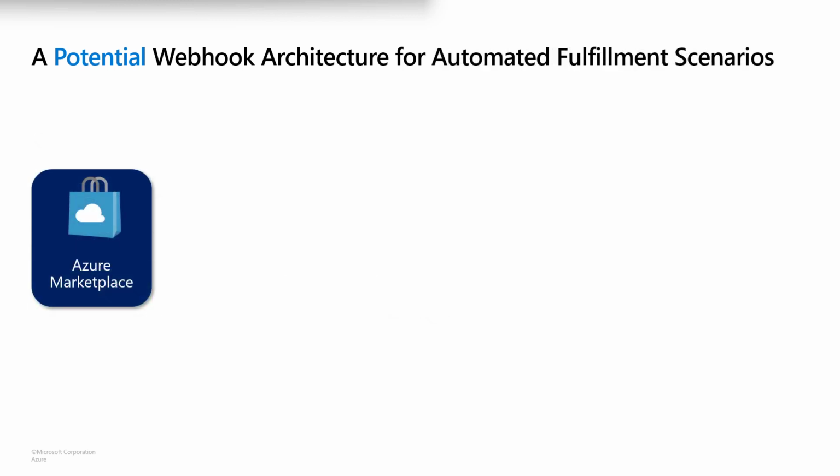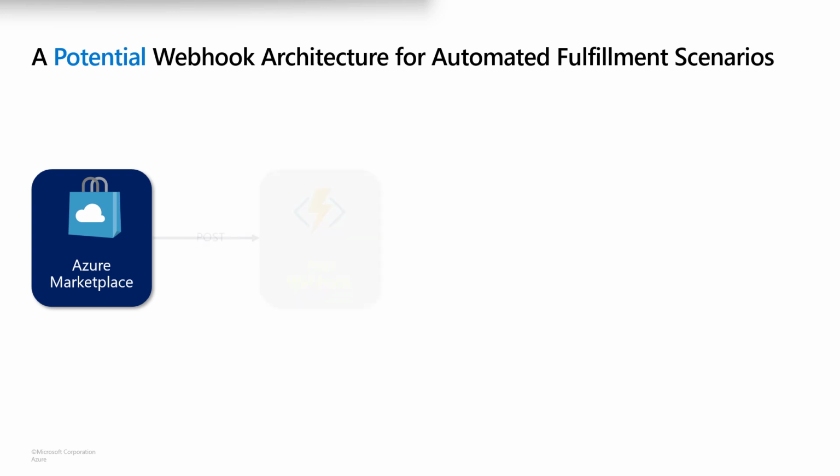Here's another potential architecture, this one for automated fulfillment scenarios. An automated fulfillment scenario is one in which there's no human interaction needed to provision the user's account. That's going to be done by an automated process. And remember, as we look at this model, it's only one of numerous models that we might use to automatically provision accounts for customers when they subscribe to your offer.